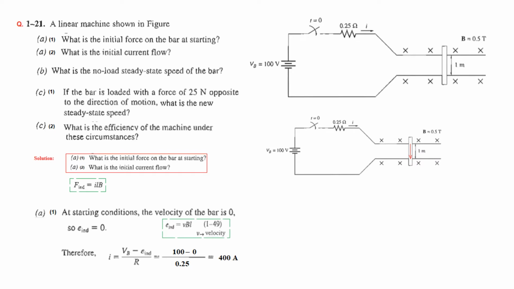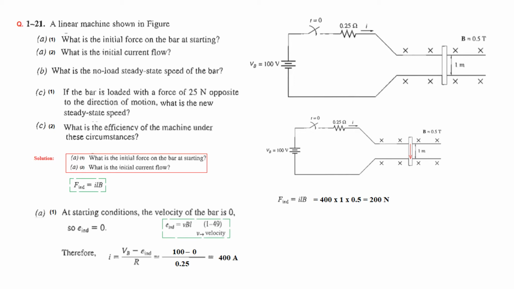Now what is the direction of this current? Obviously from the circuit we can see that the current is flowing from top to bottom. So this is the direction of the current. And now we can find the induced force, which is ILB. I we have calculated, L is 1 meter, B is 0.5. So the induced force is 200 Newton.